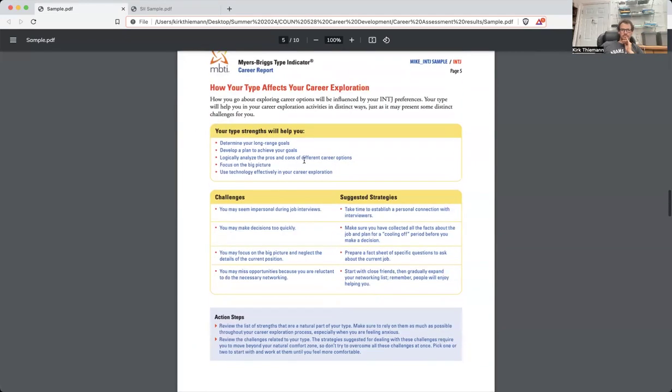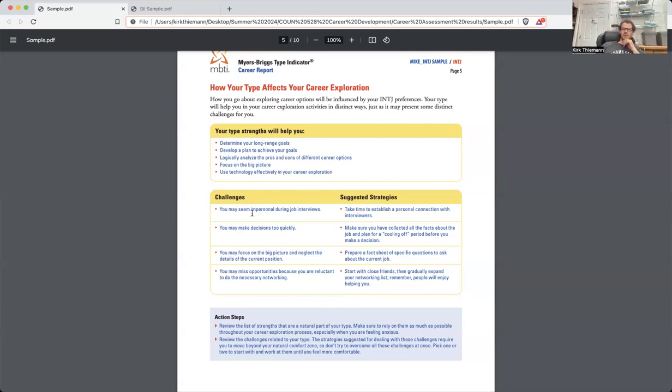All right. So once again, for career exploration, it breaks it down. Here's, based on your type, how you might go about career exploration. These might be your strengths. The person with the INTJ type might be pretty skilled and have that strength of figuring out, okay, what are my long-term goals, and being able to make the plan to achieve those goals, etc.